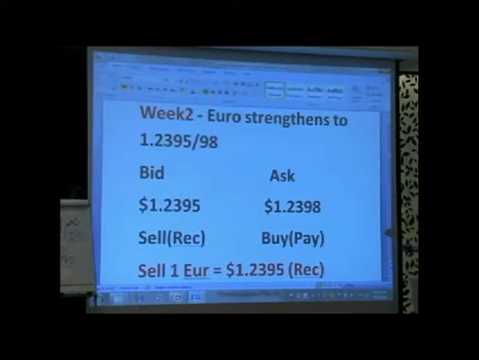The higher number is the price at which you buy, the lower number is the price at which you sell, correct? So what you sell, you receive, what you buy, you pay. So let's say week 2 you decide to sell 1 euro. Week 1 we bought, week 2 we sell. If we sell, we receive the lower value, which is 1.2395, correct? So I want all of you to copy this down.